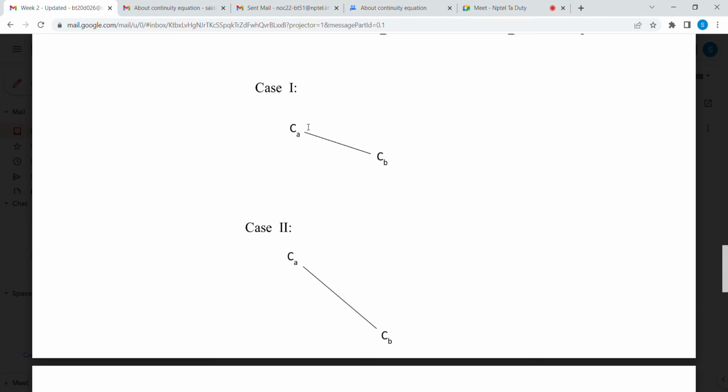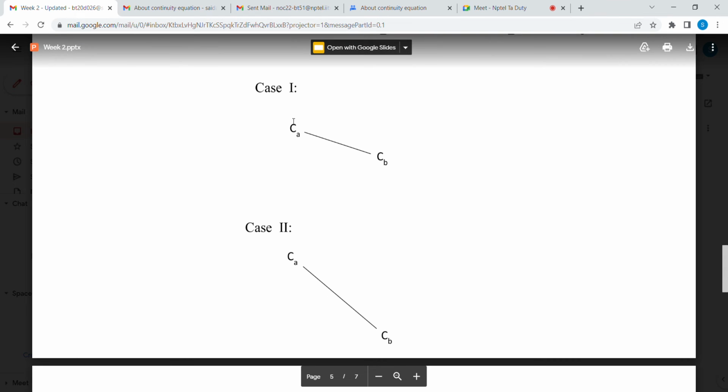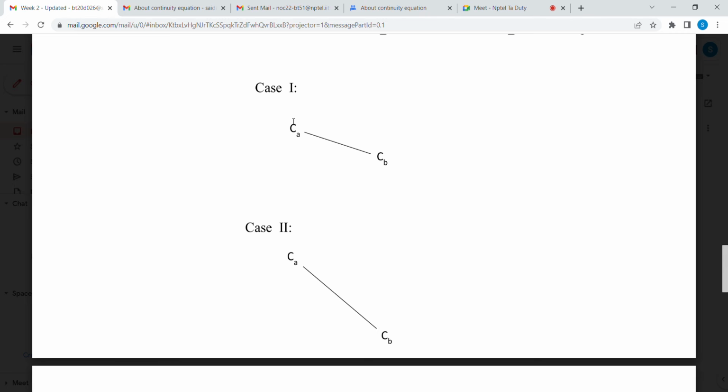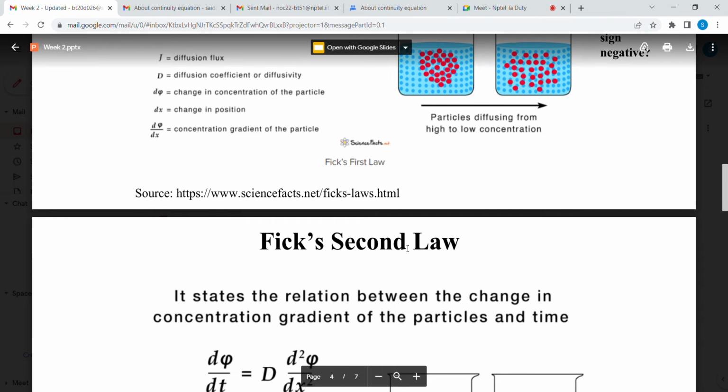So what it says is the rate of change of the concentration at a point A, or at any given point, is related to the concentration gradient that exists between two given points, and the steeper the concentration gradient, the higher will be the rate of change of concentration at a point A with respect to B, where the concentration at A is greater than that at point B. So this is Fick's second law.